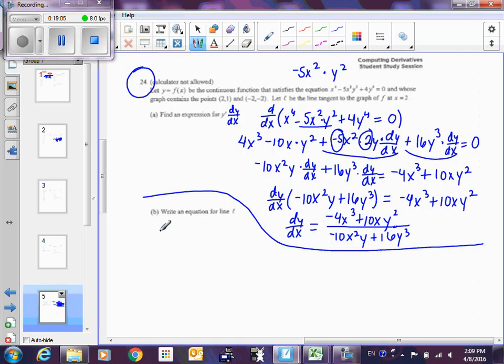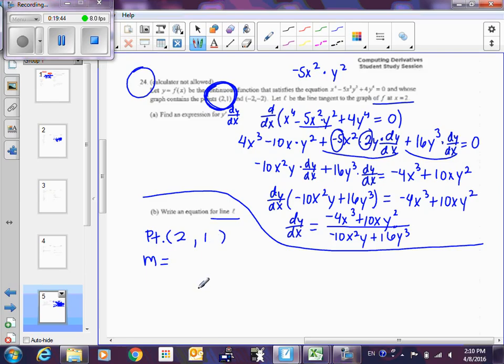All right, part B. Write an equation for line L. What do you need to write an equation of a line? You need a point. Hopefully they give you part of that point, and you need a slope. Okay, so if I look back up here, it says L is the tangent line to the graph of f at x equals 2. So they're telling us the x value. Do they also tell us the y value? Read the rest of the question stem. It's 1. Yeah, right here. They're giving it to you.